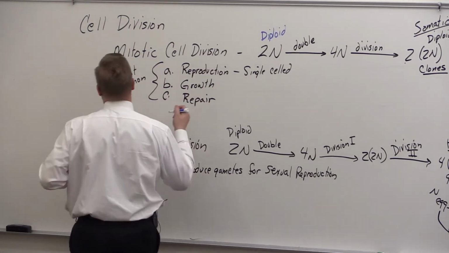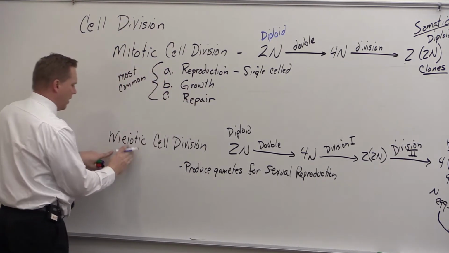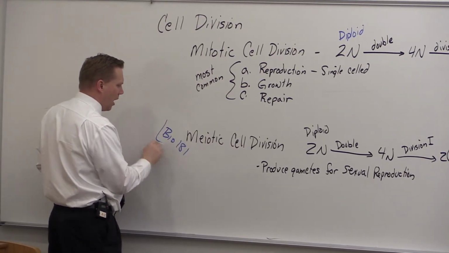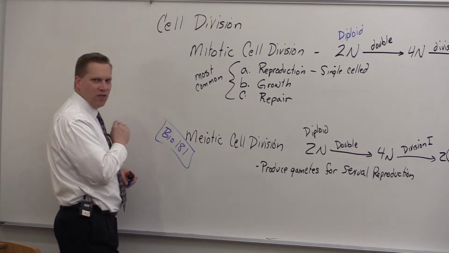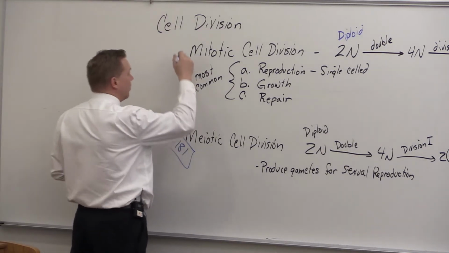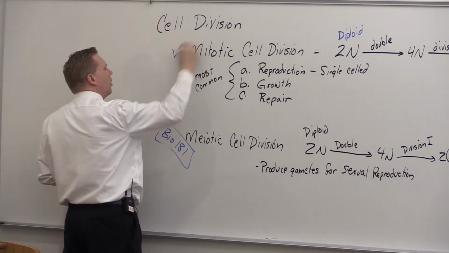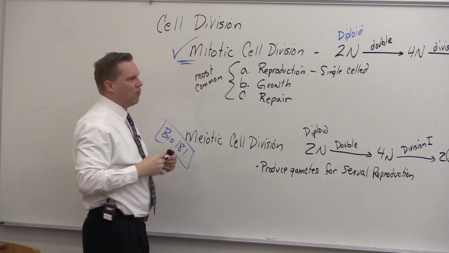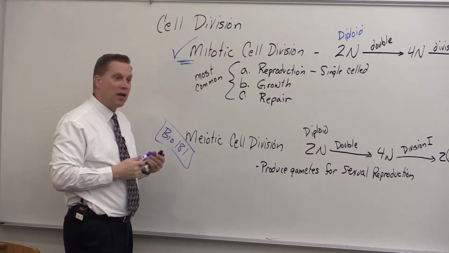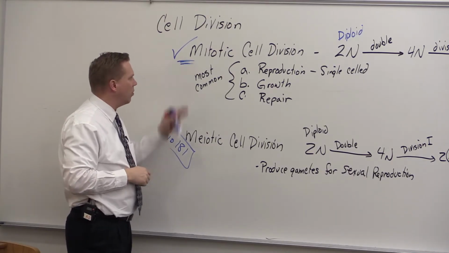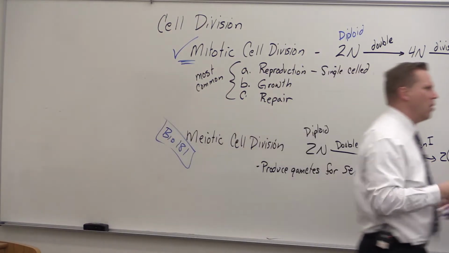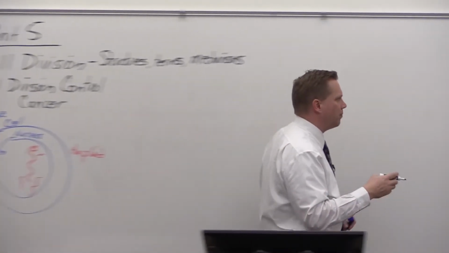And we are going to spend the rest of our time on mitotic cell division. Meiotic cell division is a Bio 181 topic, and you'll talk about it later on. We will continue looking more closely at the mechanisms and vocabulary associated with mitotic cell division today. And this will be the last topic that we cover in Bio 180. So let's come over here.